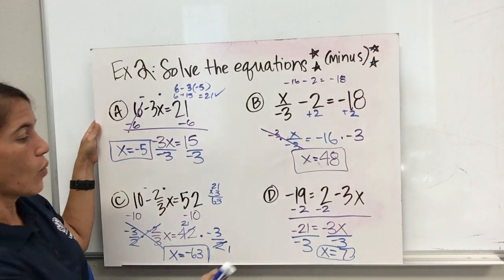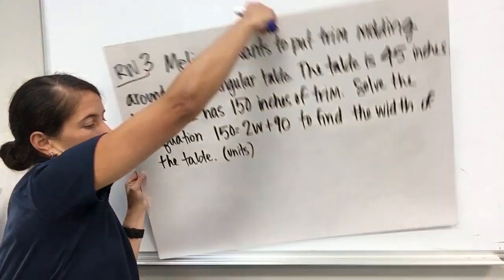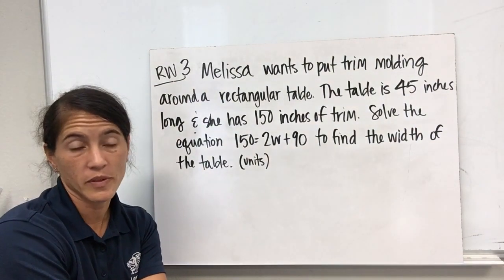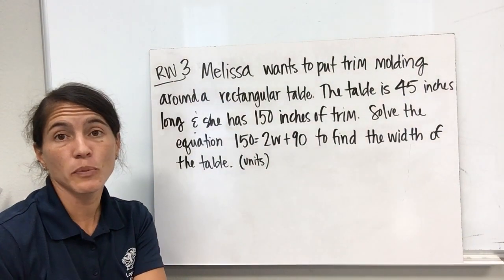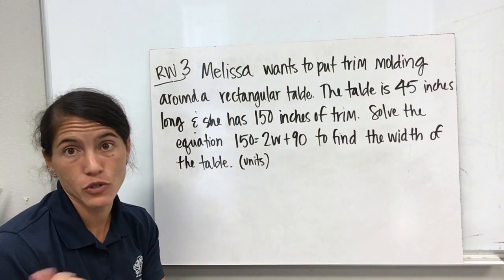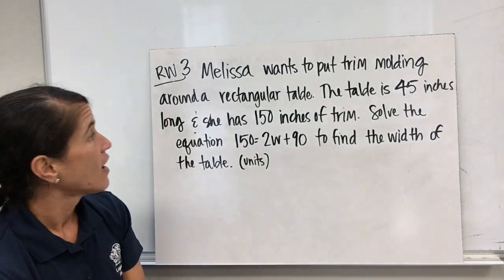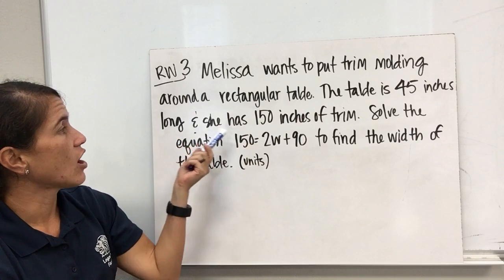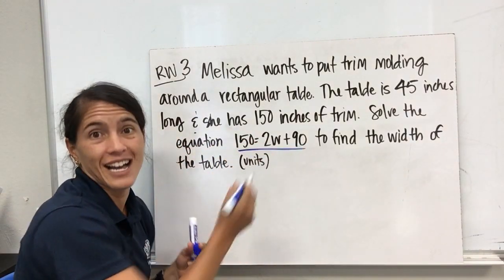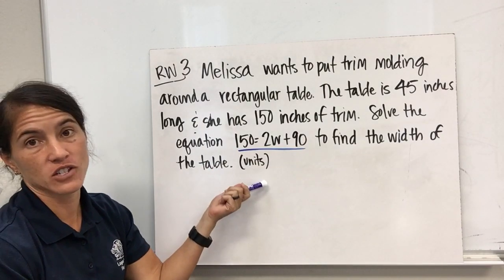Okay. I have one more real world problem for you. All right. Real world problem. This is example 3. Melissa wants to put trim molding around a rectangular table. I don't even know what trim molding is, so I guess it's like a border or something. The table's 45 inches long, and she has 150 inches of trim. Solve the equation. They were so kind, they gave us the equation to find the width of the table, and don't forget your units.